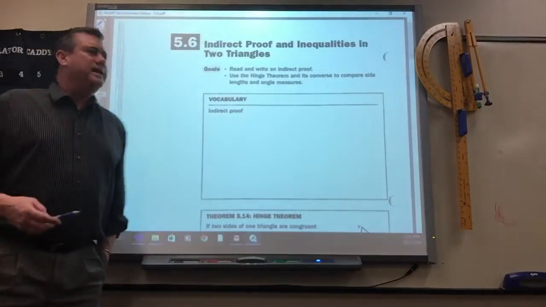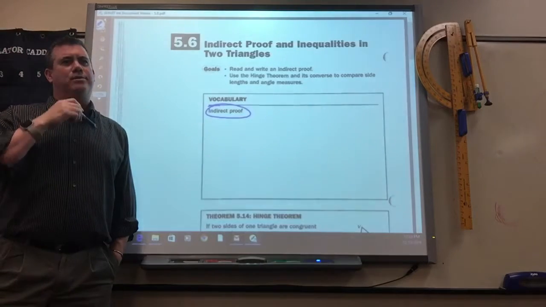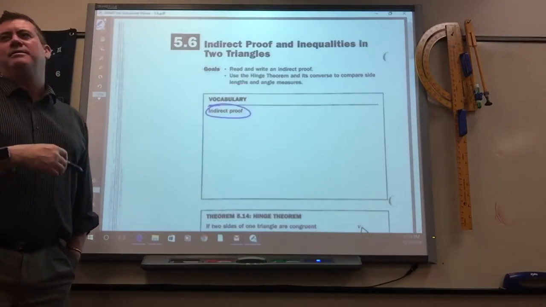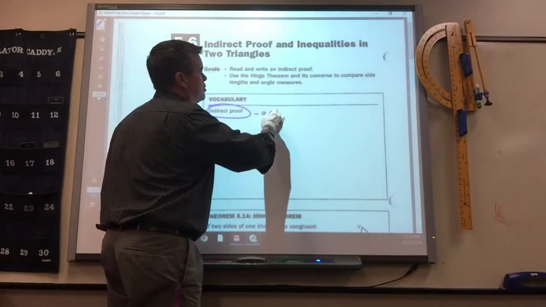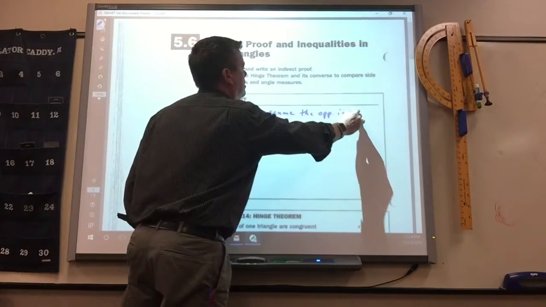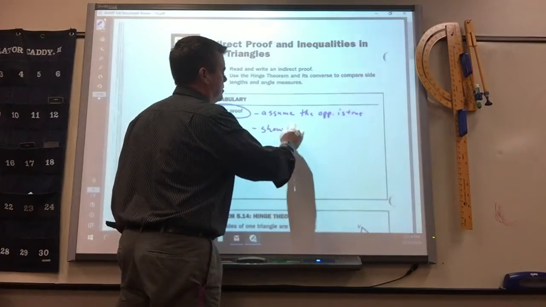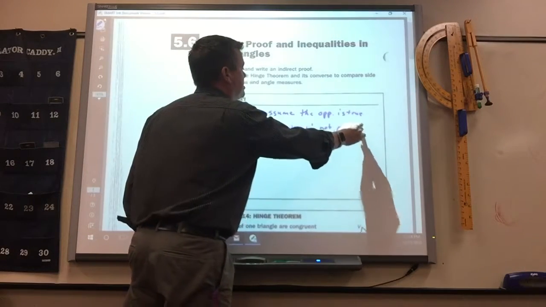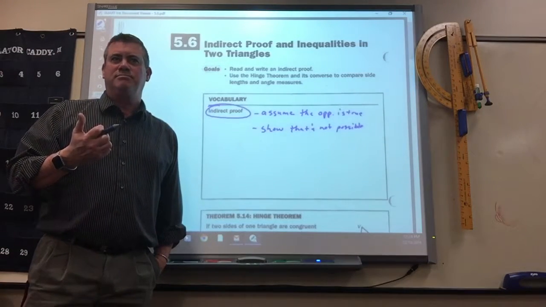5-6, the indirect proof. Indirect proofs are used more so in algebra, but we're not going to go through them yet, so this is just kind of an introduction to them. What you want to do on an indirect proof is assume the opposite is true, okay, and then you show that's not possible. So, since the opposite isn't possible, then what they originally said has to be possible. Does that make sense? Okay.